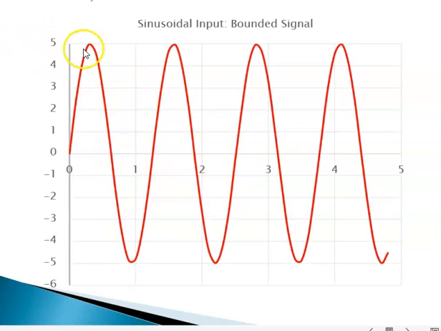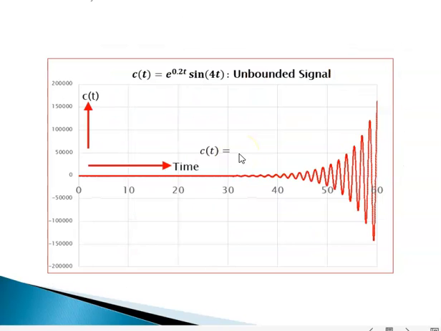Then if you see the sinusoid, the magnitude of every value of this sinusoid is less than 5. So this is also a bounded signal. And these we say are sustained oscillations. The value here is oscillating between +5 and -5 according to a formula. So this is still bounded but oscillatory.